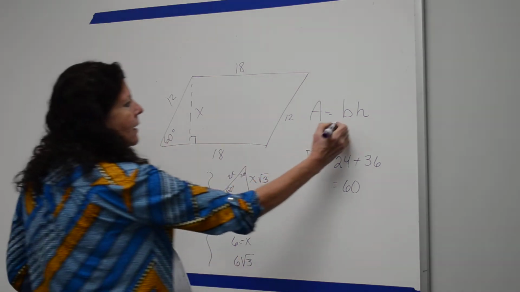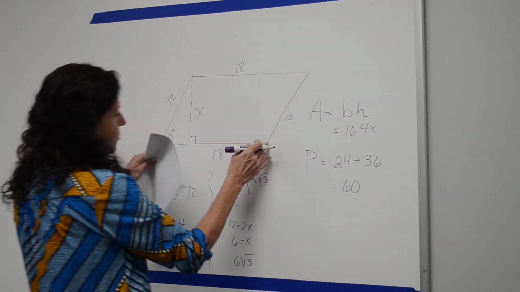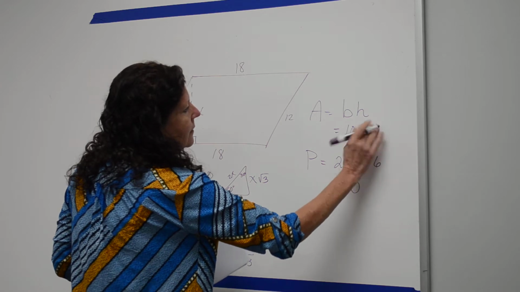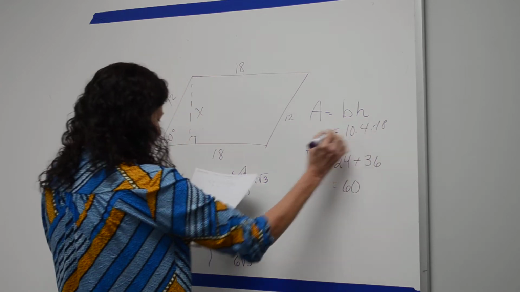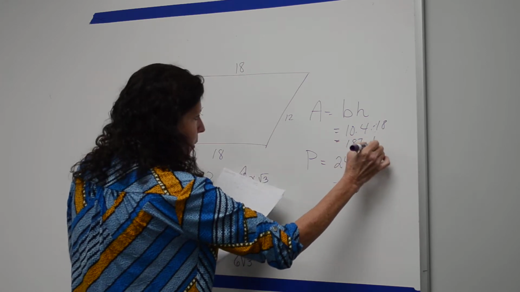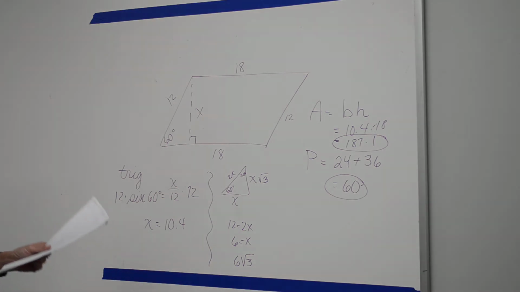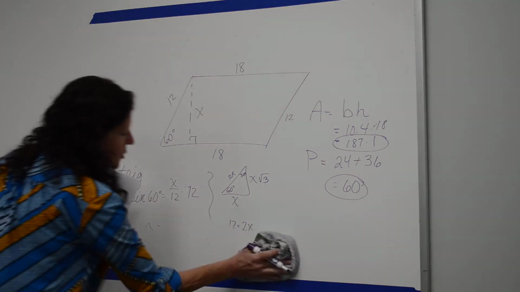So now I'm over here to find the area. I take 10.4 times your base, which is 18, and that gives me an area of 187.1. So many times they ask you for both the perimeter and the area. Now you try one.